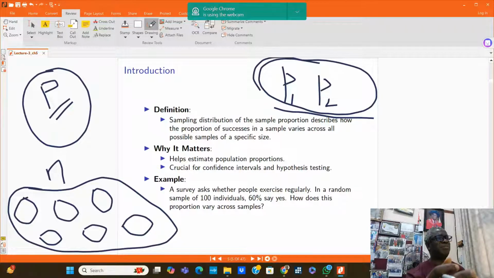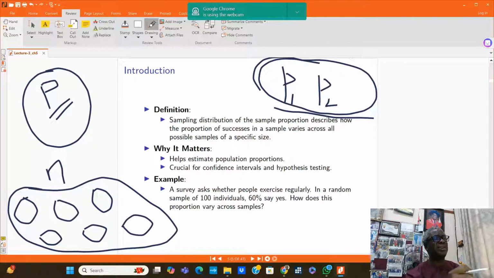So a random sample of 100 individuals were surveyed, and we assume that when they were interviewed, asked, do you exercise regularly or not, 60% of the people claim they exercise regularly.